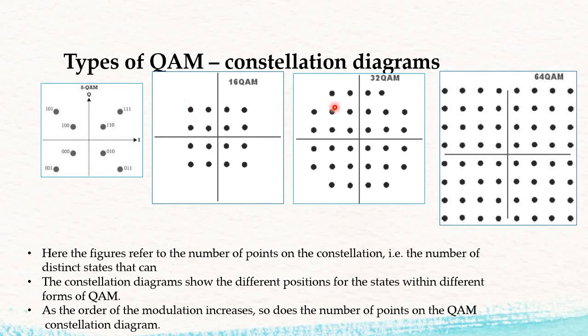For 32 we have 8 points present in one respective quadrant. Now here the figure refers to the number of points on the constellation, that is the number of distinct states that can be present. The constellation diagram shows the different positions of the states within different forms of QAM. As the order of modulation increases, so does the number of points in a QAM constellation diagram. So as we increase the order of modulation, there is an increase in constellation points in one particular quadrant.